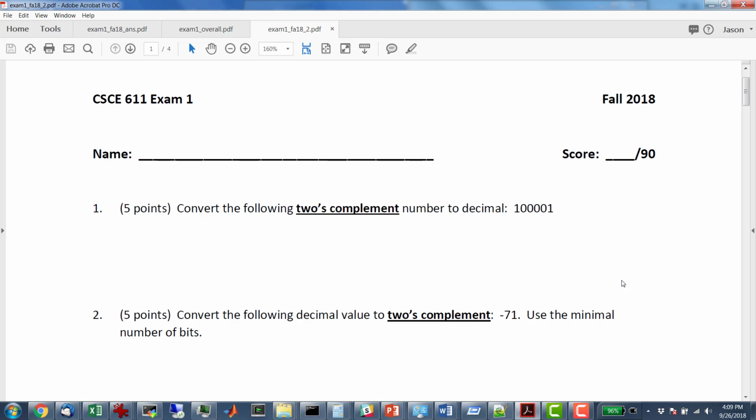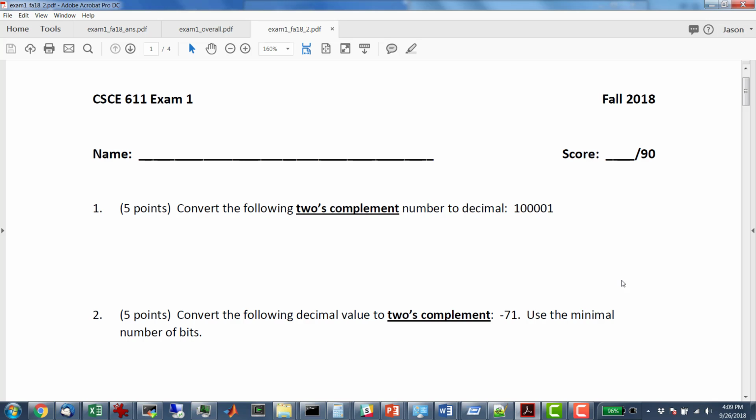So the answer was 32 or 33? It was negative 31. This first bit gives a value of negative 32, and that last bit gives a value of 1. So you would add the two. So negative 32 plus 1, negative 31. Okay, so the next one, this one's a little bit tougher.